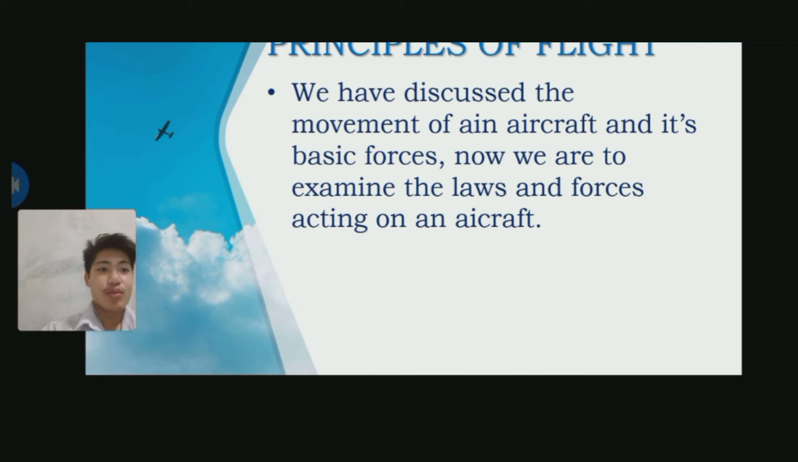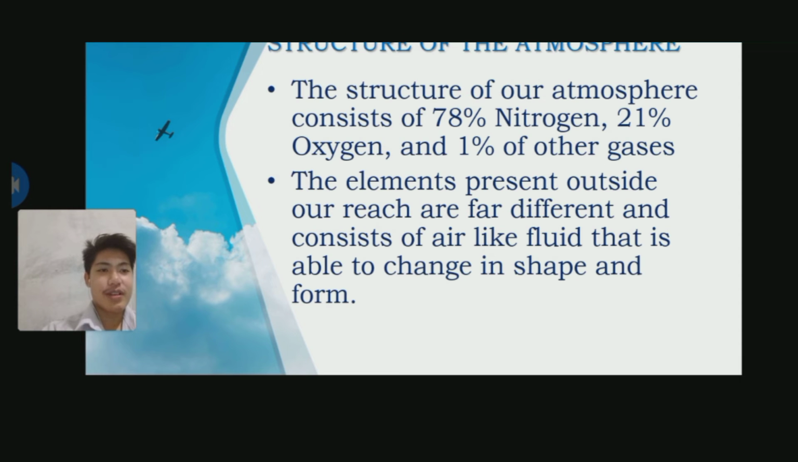We have discussed the movement of aircraft and its basic forces. Now we are here to examine the laws and forces acting on an aircraft. The structure of the atmosphere contains 78% nitrogen, 21% oxygen, and 1% other gases. The elements present outside of our reach are far different and consist of an air-like fluid that is able to change in shape and form.